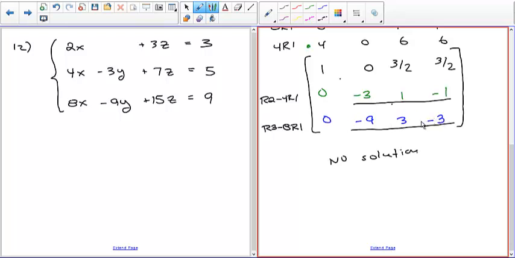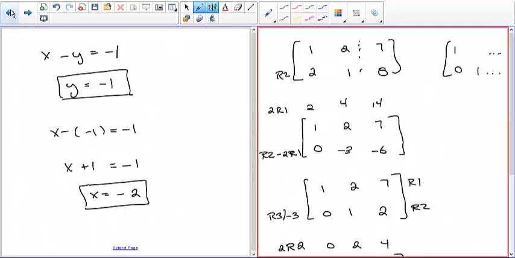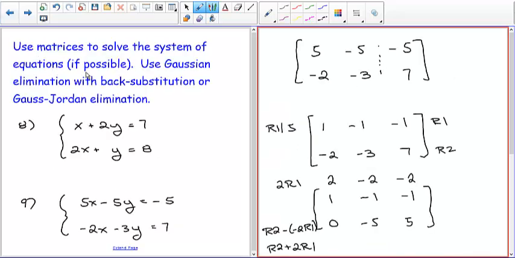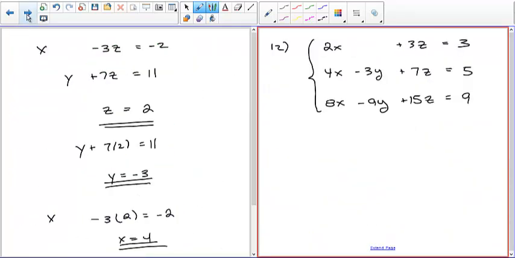Just by a multiple. So if I multiplied this by 3, negative 3, and added them together, you get 0, 0, 0, which means you don't have enough information. So it didn't turn out to be as bad as I thought, just because there is no solution to this one. In earlier there was this comment which we kind of ignored at the time, which said, use matrices to solve the system of equations if possible. Well, in this case, it's not possible because you end up with that happening.